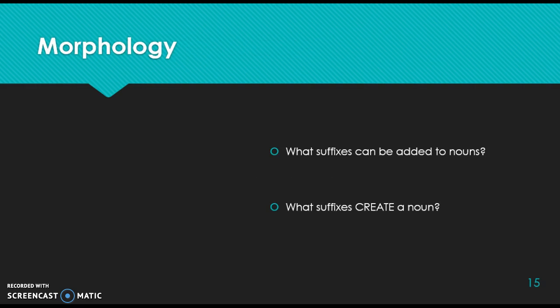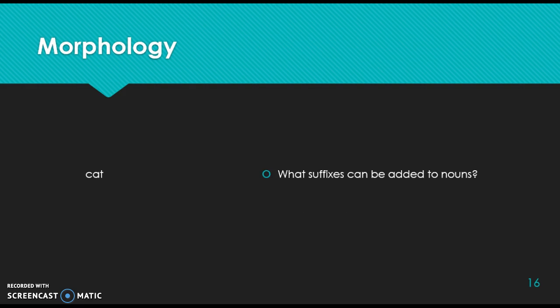We could ask ourselves what suffixes can be added to nouns, or what suffixes can create a noun. Like we have a noun cat, we said it's prototypical. What suffix can we add? Well, we can add the plural marker, like we can say cats, books, and we see this pattern that the plural markers can be added to nouns. That's using morphology to identify the syntactic category of a word.